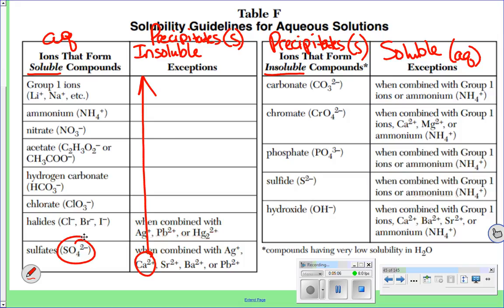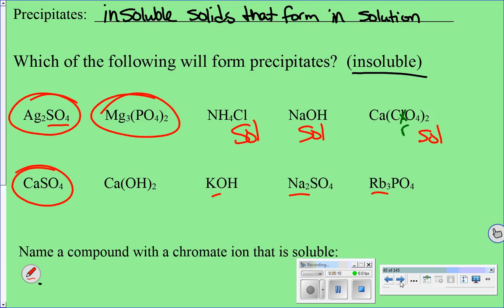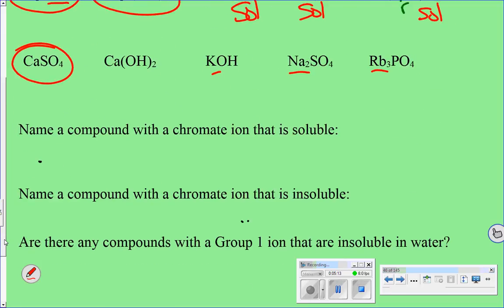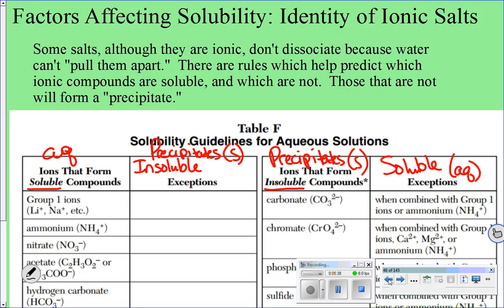Sometimes you also have to write compounds that will follow a certain rule. For example, I want to write a compound with a chromate ion that is soluble. Quick review of writing compounds: you need to write your positive ion first, and these are all ionic, so you need to crisscross. Chromate is CrO4, with a -2 charge. Go back over the table.